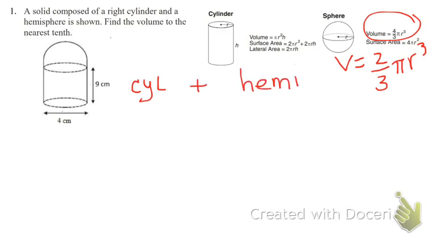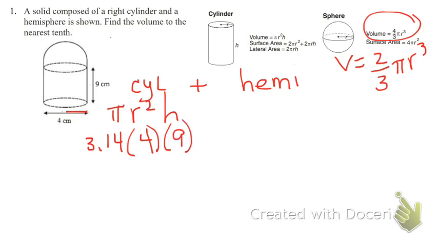Okay, cylinder is pi r squared h, so that's 3.14. The radius is 2, square that you'd get 4, times the height of just the cylinder, which is 9. So multiply that together. 9 times 4 is 36, and then 36 times 3.14.